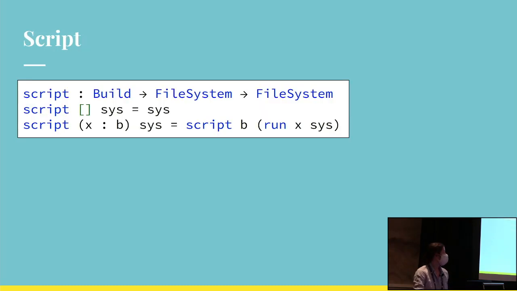Okay, so because we use what happens with a script as our basis of correct behavior, we model a script in Agda, and this function just runs each command in the build. That's all it does, it calls run on every command, and that's how we model a script.